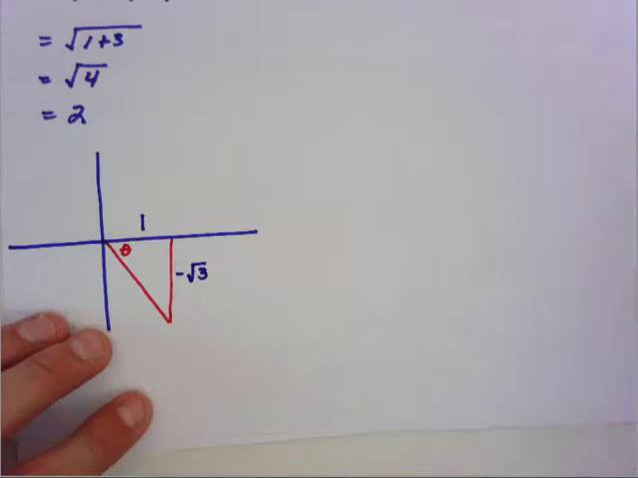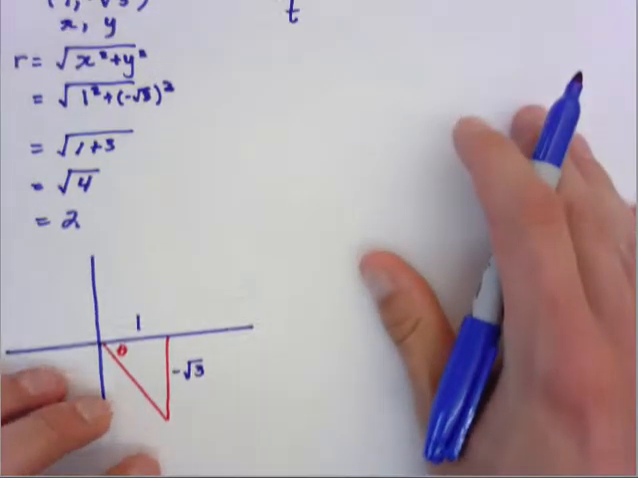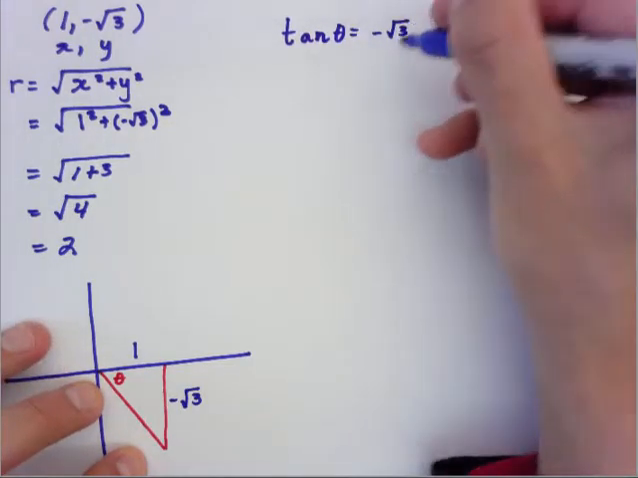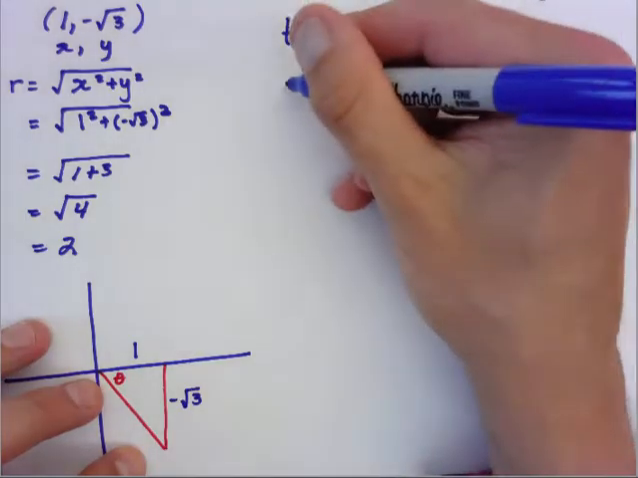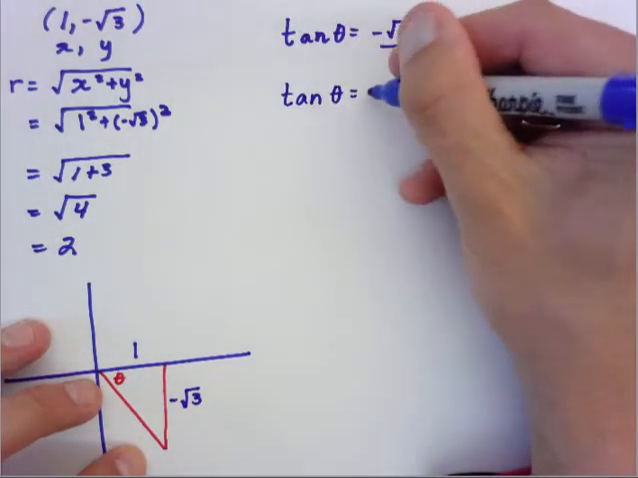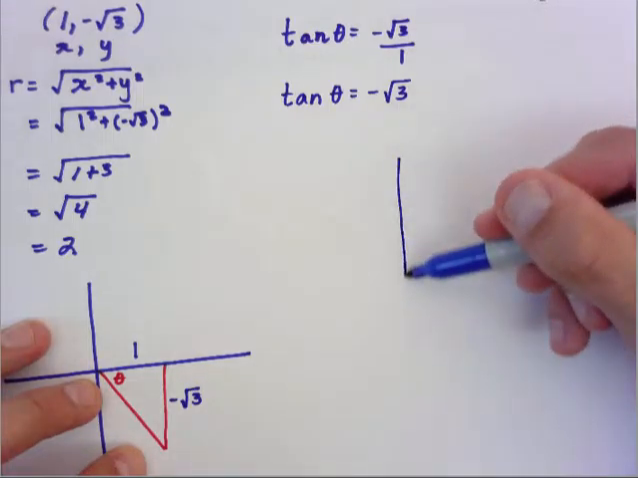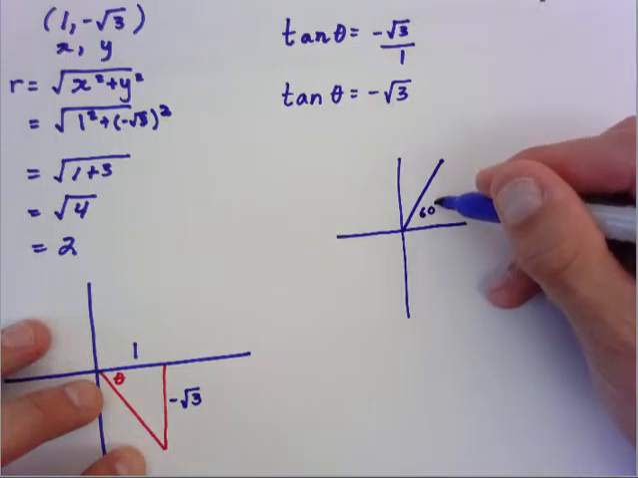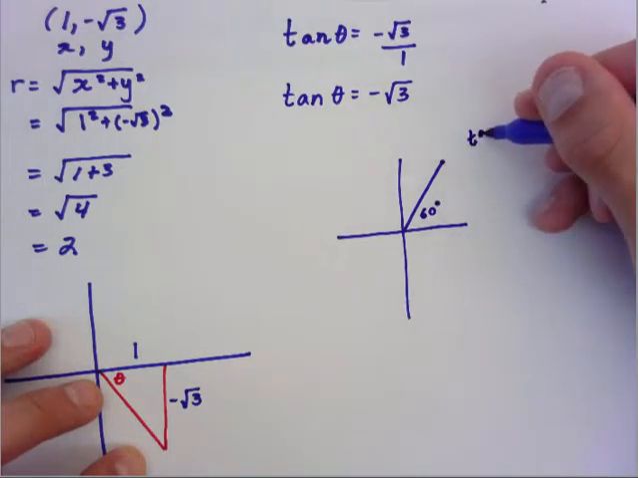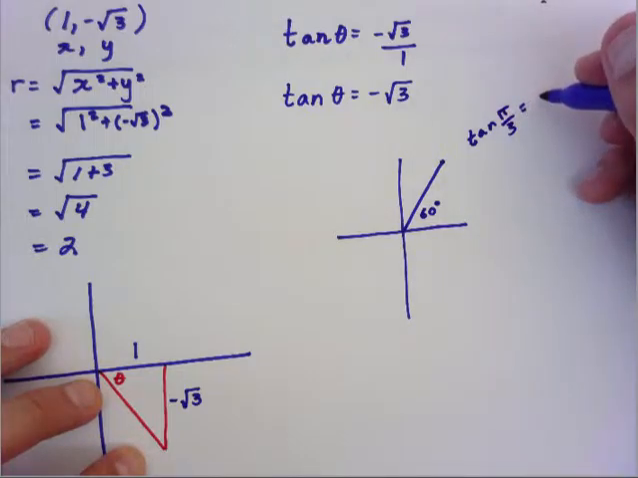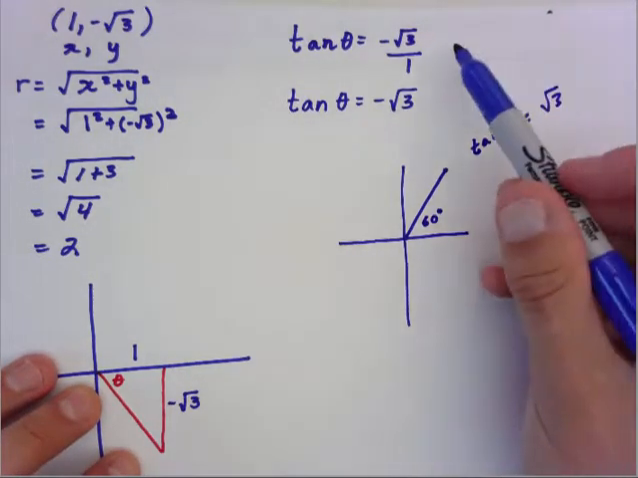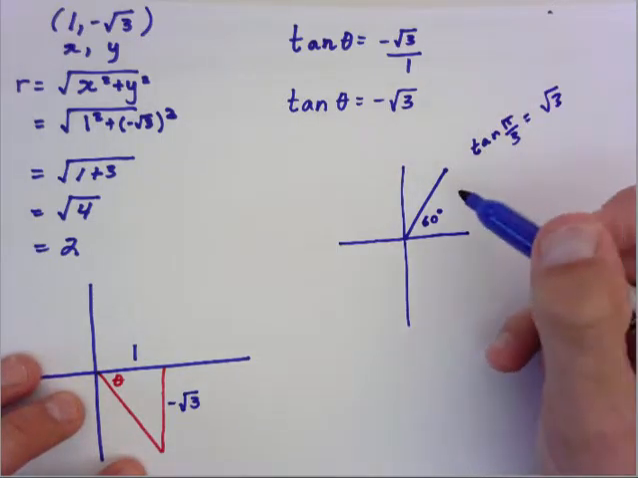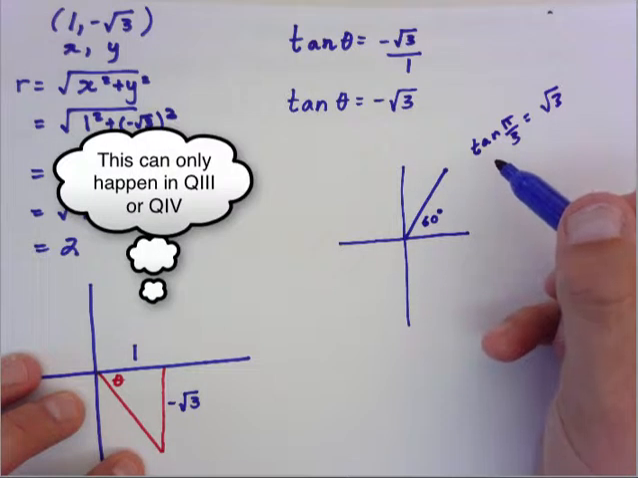Now we can think about tangent of theta being equal to negative root 3 over 1, which is tan theta is equal to negative root 3. Now, if I'm thinking about the unit circle, if I go ahead and draw this, at 60 degrees we have a tangent of pi over 3 equaling root 3. Now, I need a negative root 3, so that means either sine or cosine has to be negative. That just has to be.